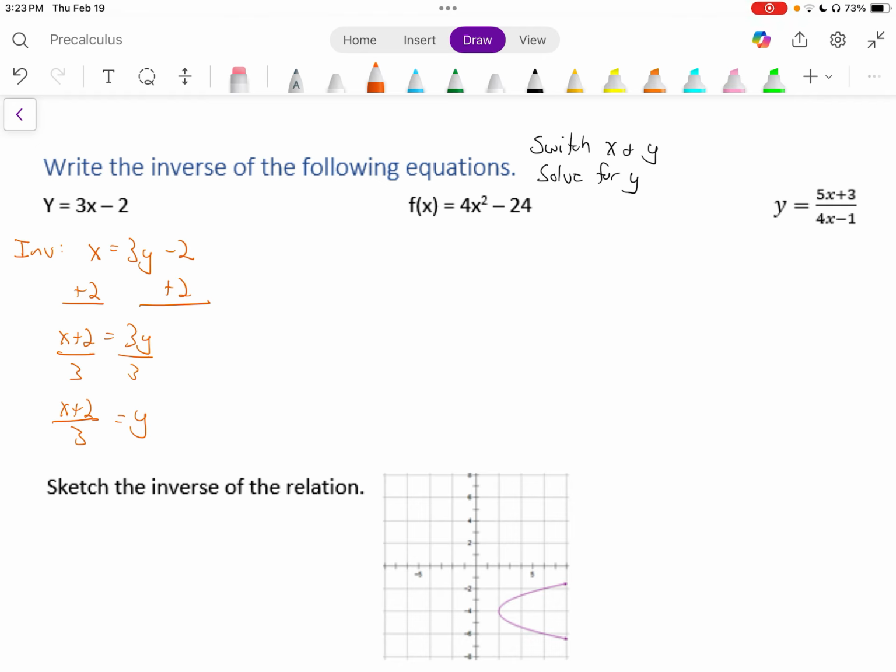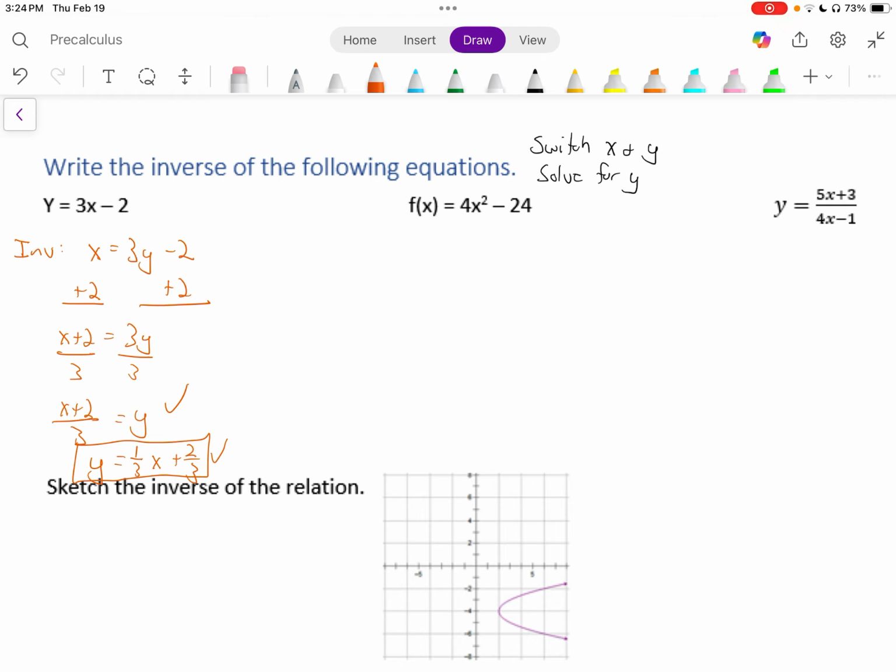We can put y first. And this 3 is a common denominator. So this is 1/3 x plus 2/3. Both of these are correct answers. The inverse is a function here, but that there is our inverse.